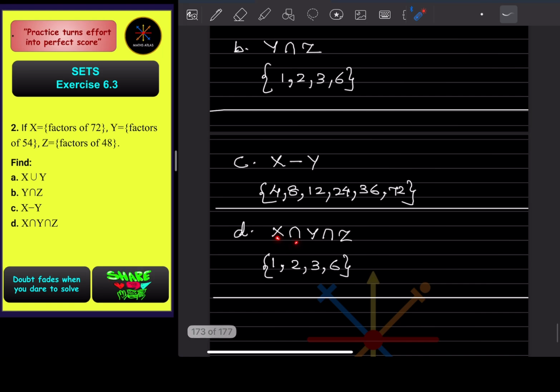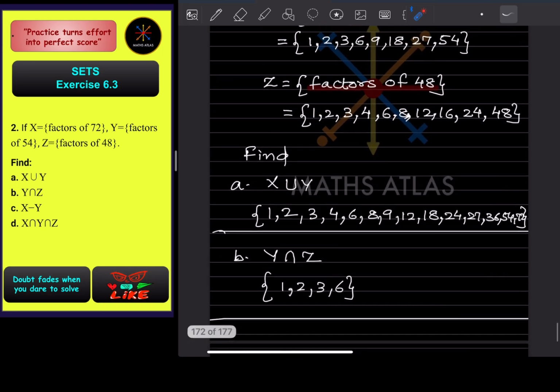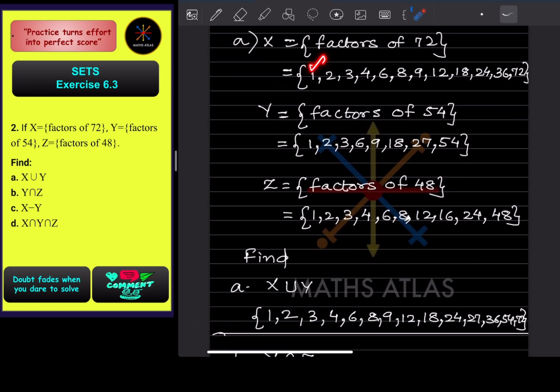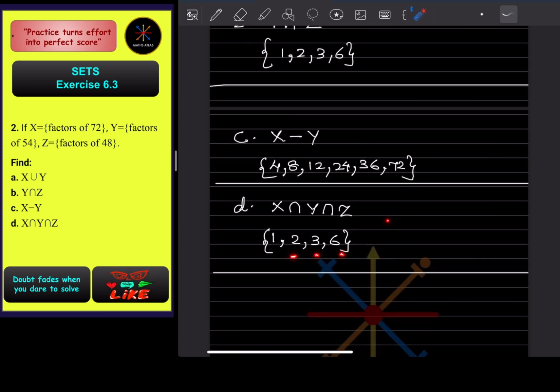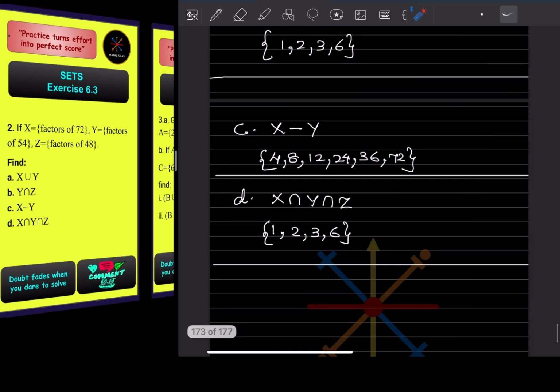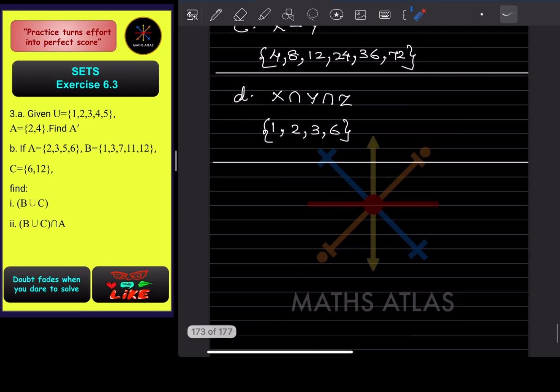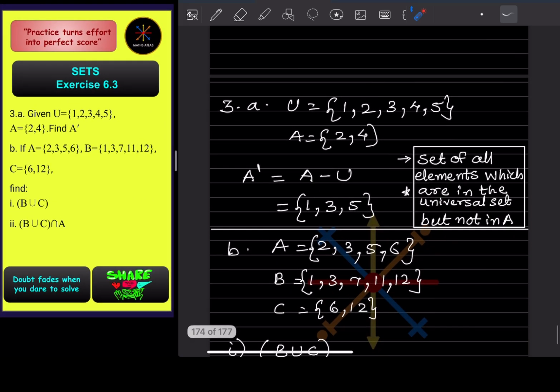Now x intersection y intersection z. So we have to see in all three. So this one, 1, 2, 3, then we can see 6, and there's no other number. So we can write here 1, 2, 3 and 6. Intersection means we have to see the common in all three of them.